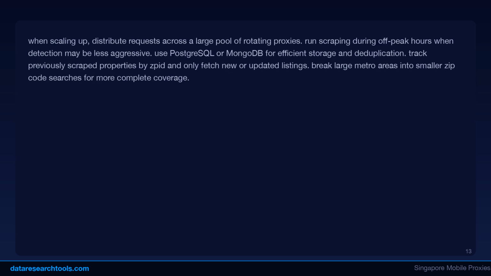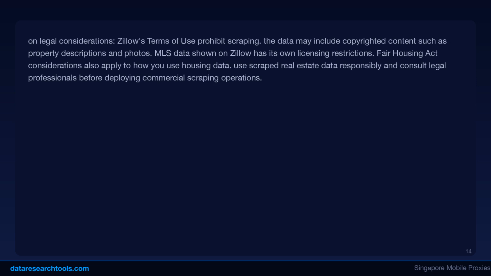So, when scaling up, distribute requests across a large pool of rotating proxies. Run scraping during off-peak hours when detection may be less aggressive. Use PostgreSQL or MongoDB for efficient storage and deduplication. When you track previously scraped properties by ZPID, only fetch new or updated listings. Break large metro areas into smaller zip code searches for more complete coverage.